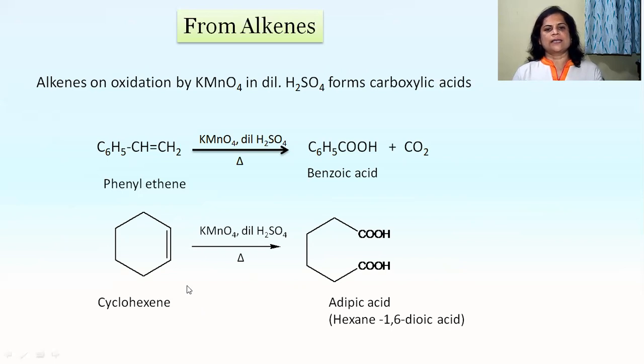Cyclohexene means cyclohexane which contains one double bond. This is the cyclohexene double bond. In the presence of the oxidizing agent KMnO4 and dilute H2SO4, the ring breaks here, the cyclohexene ring double bond ruptures, and it forms the acid. The double bond between the two carbon atoms is converted into a carboxylic acid group, and therefore cyclohexene is converted into hexane-1,6-dioic acid.